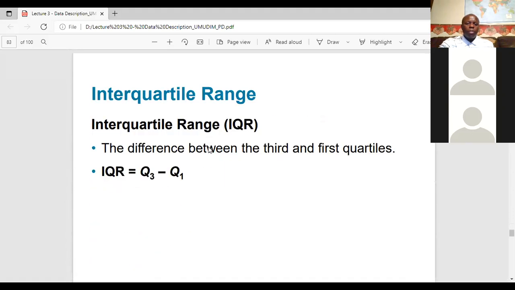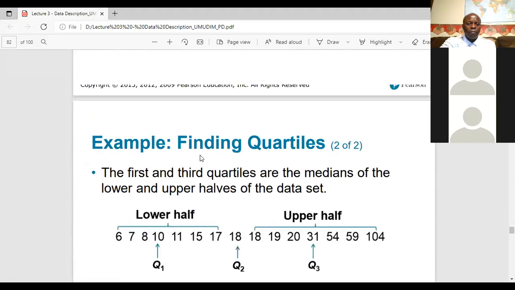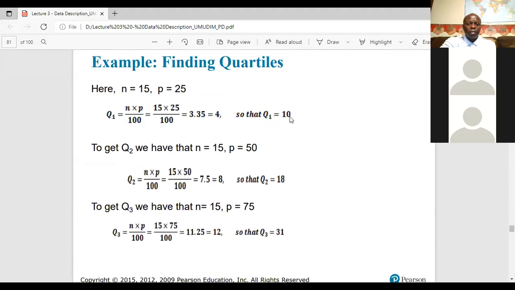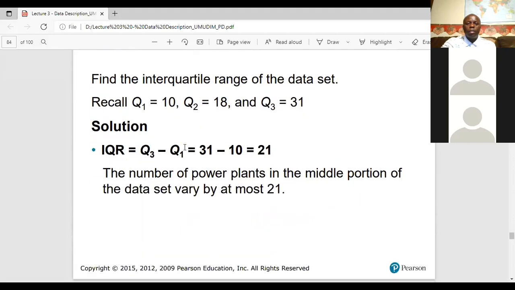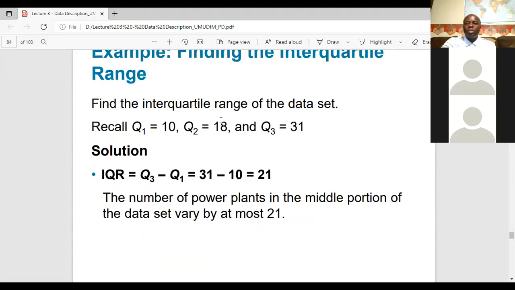Now, this leads us to what we call the interquartile range, which is IQR. IQR simply means the difference between the third quartile and the first quartile. You look at here, we get our first quartile Q1 as 10 and Q3 as 31. IQR means 31 minus 10. So you can see it's right here, Q3 minus Q1. It says, find the interquartile range for the data set that we just have. Just do Q3, which is 31, minus 10, which is 21.